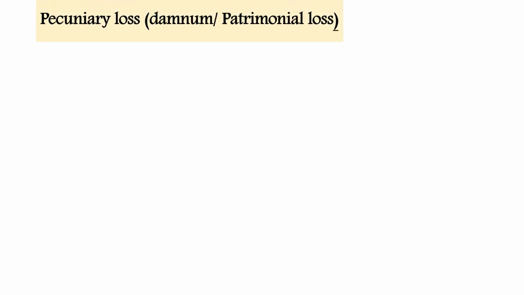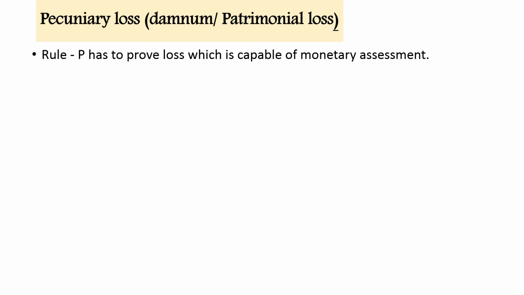The second element that has to be proved by the plaintiff is pecuniary loss, which is also called damnum or patrimonial loss. The rule is that the plaintiff has to prove loss which is capable of monetary assessment. If he has suffered a physical injury or a property damage, he has to prove that the loss is capable of being monetarily assessed. Loss could be accrued or prospective.